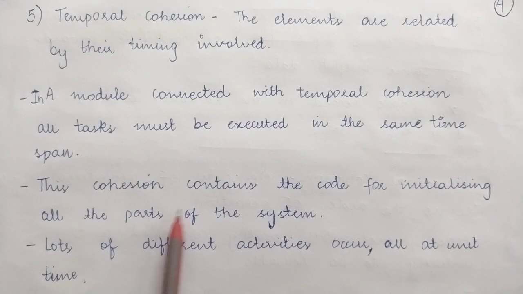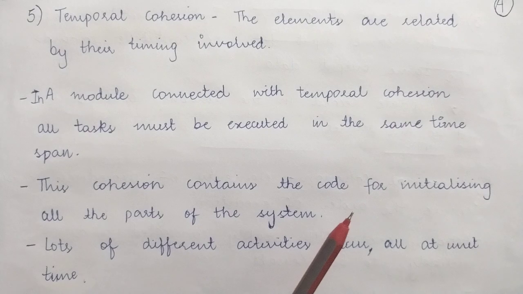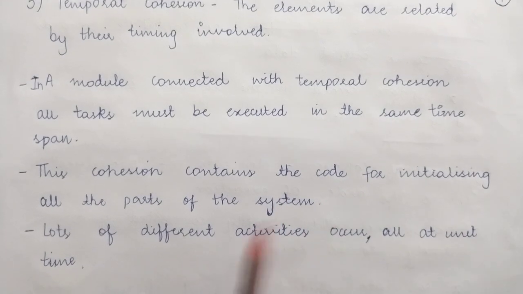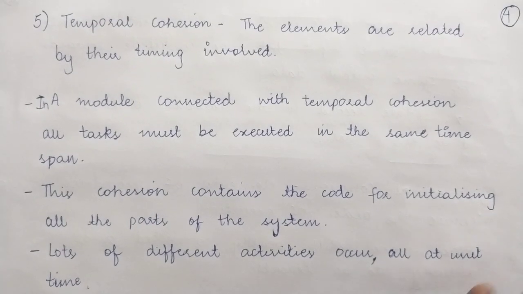And this kind of cohesion contains the code for initializing all parts of the system. So when it comes to initializing all parts of the system, temporal cohesion contains that kind of code wherein all the tasks are executed in the same time span. Lots of different activities occur all at one unit time in temporal cohesion.